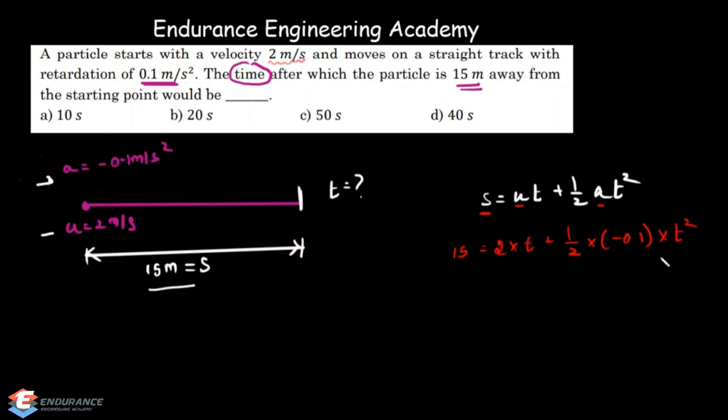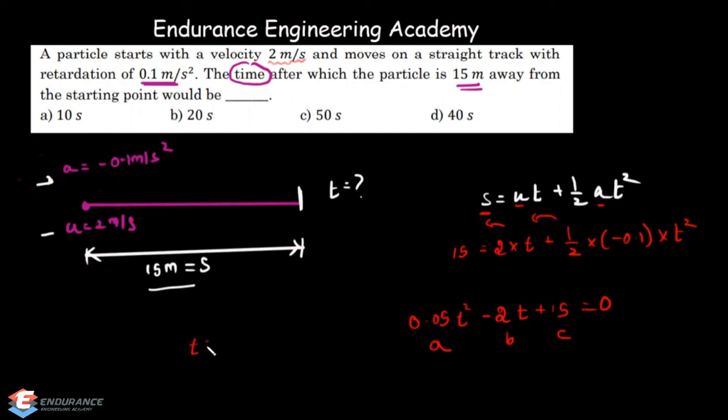Okay, so I will just bring everything to one side. So it becomes 0.1 by 2 into t square minus 2t plus 15, which is going to be 0. 0.1 by 2 is nothing but 0.05, right? So let me erase it and let me write 0.05. I can simply use that formula. This is A, this is B, this is C.